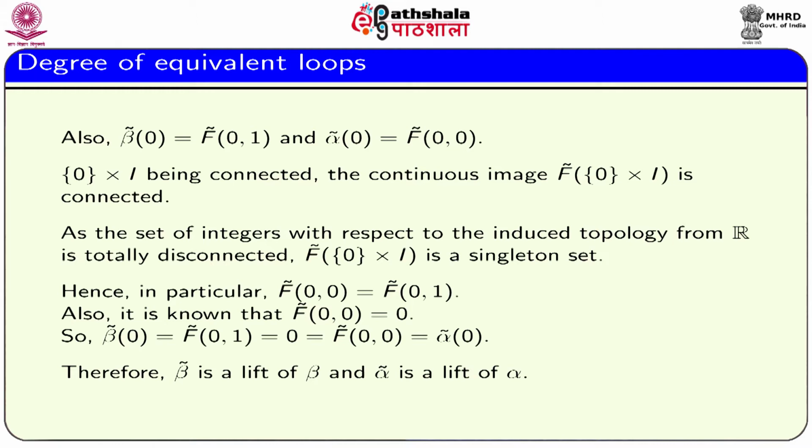Hence, in particular, F tilde (0,0) is equal to F tilde (0,1), and it is known that F tilde (0,0) is 0. So we have beta tilde 0, which is F tilde (0,1), equal to 0, and that is equal to F tilde (0,0), which equals alpha tilde 0. Therefore, beta tilde is a lift of beta and alpha tilde is a lift of alpha.